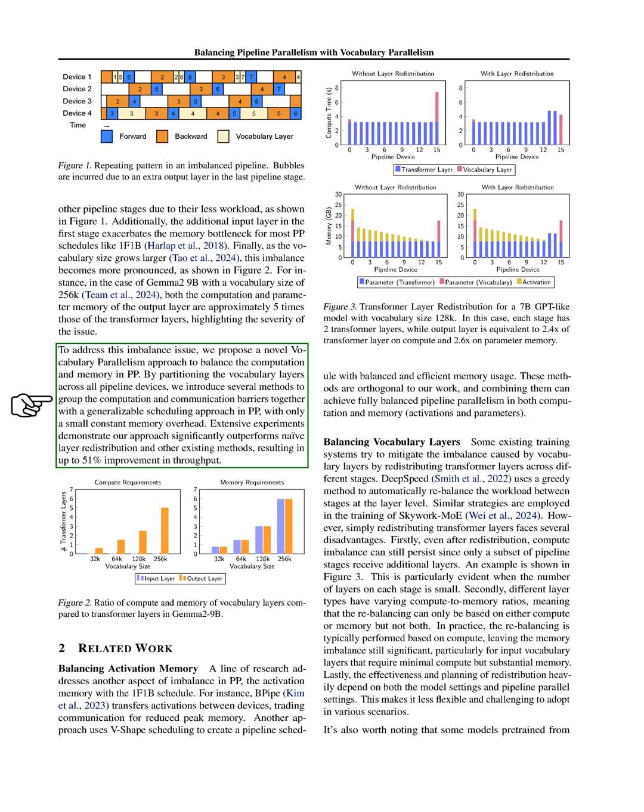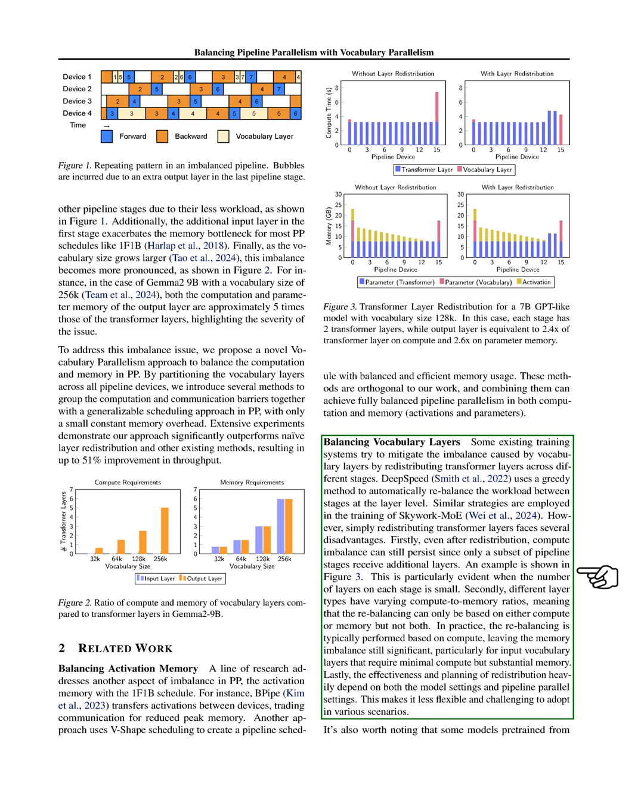Our extensive experiments show that our method significantly outperforms naive layer redistribution and other existing techniques, achieving up to a 51% improvement in throughput. We also review related work on balancing activation memory, where research has focused on the 1F1B schedule. For example, BPipe transfers activations between devices to reduce peak memory at the cost of increased communication. V-shape scheduling aims for balanced memory usage in pipeline schedules. These methods complement our work, and combining them could lead to a fully balanced pipeline parallelism in both computation and memory.